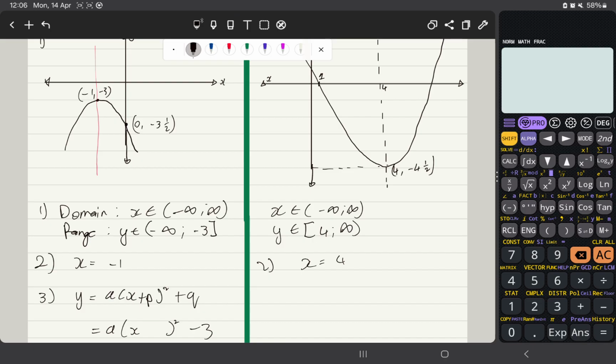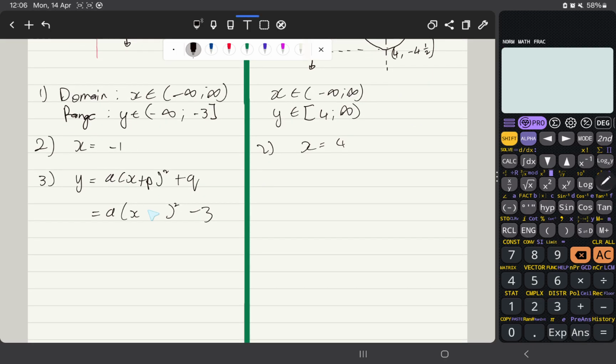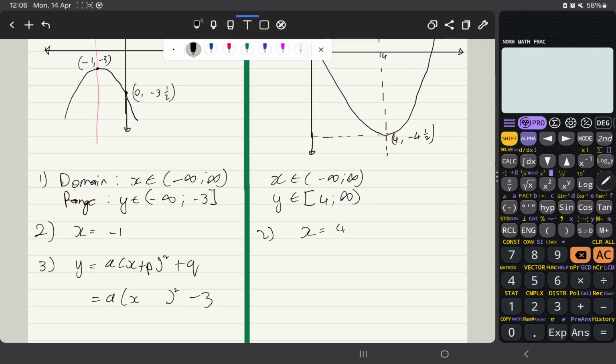P gives us the x value of the turning point. It's minus 1. So are we going to write minus 1 or plus 1? Think about it. Plus 1, because there it's minus, so we write plus 1.